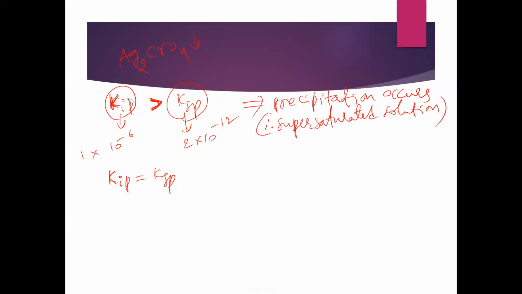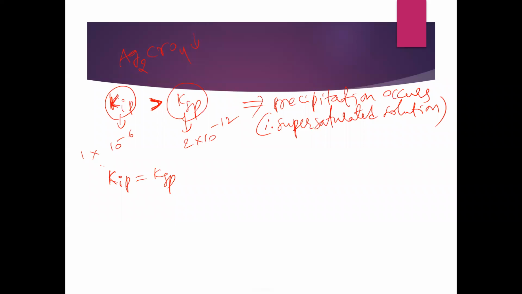So whenever the KIP value exceeds the KSP value, exceeds means whenever the ionic product becomes more than the solubility product, in this condition the precipitation occurs and the solution formed is known as a supersaturated solution. In this, precipitation occurs.